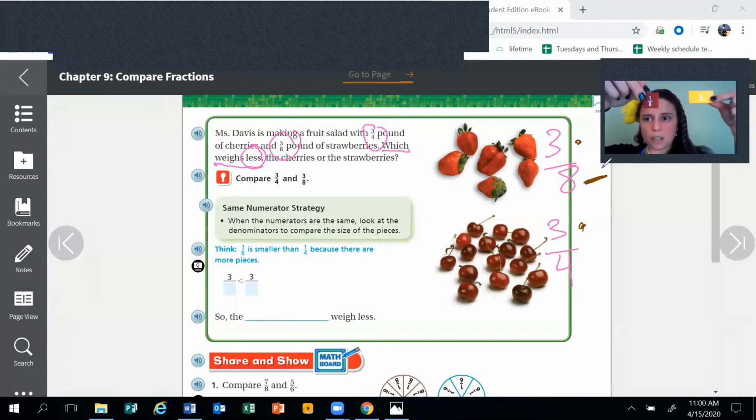So if I have 3 of these and I have 3 of these, which one's going to be less stuff? The 8ths is going to be less because it's littler. So there's going to be less 8ths in your whole than 4ths, okay? And you can draw a picture for this as well if you don't want to use your fraction strips. So I'll draw a picture.